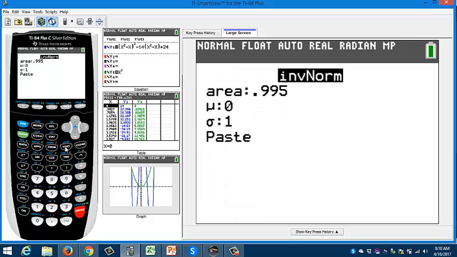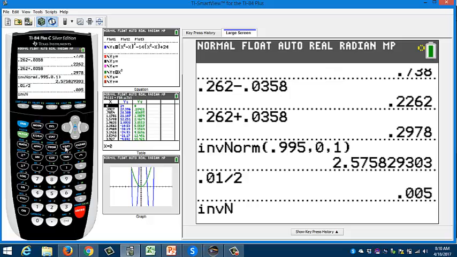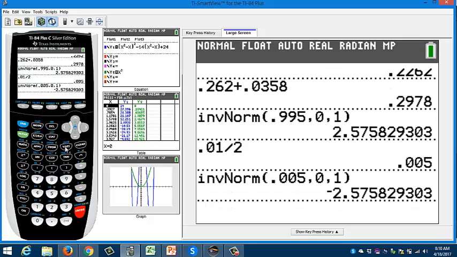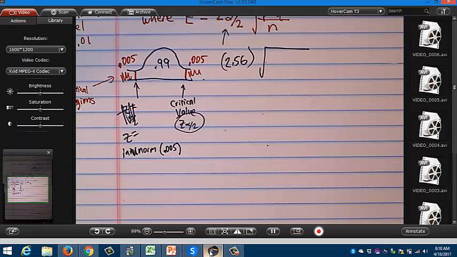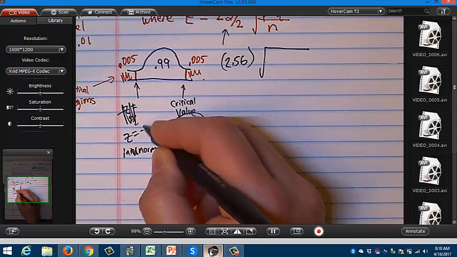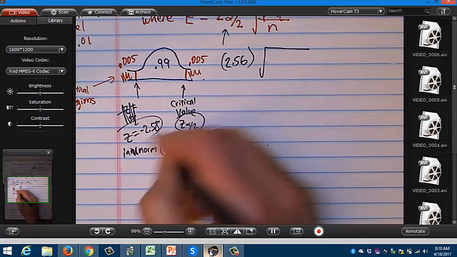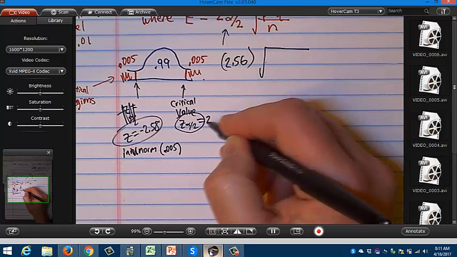If I do second distribution, inverse norm again, and instead of 0.995, let me do 0.005, you'll see that we get the negative of the same thing. Negative, I guess it's 2.58. I don't know why I said 2.56 last time, maybe because I was rushing. If we round, that's negative 2.58. So this is negative 2.58, and this is positive 2.58.